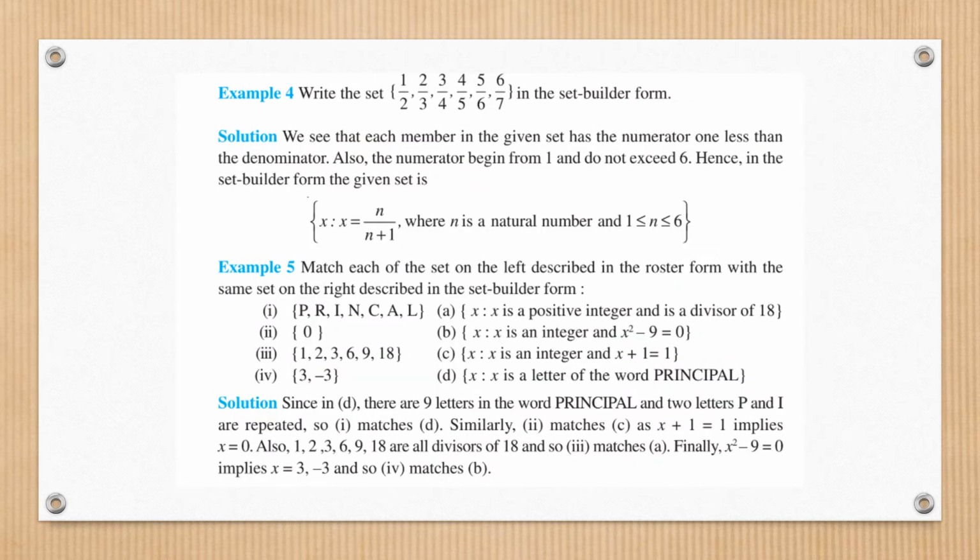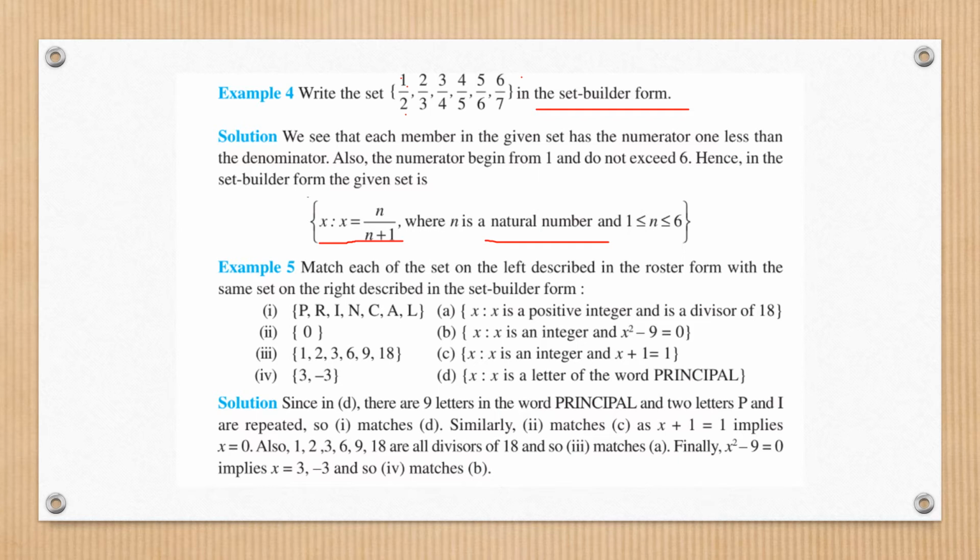Example number 4: write the set {1/2, 2/3, 3/4, ...} in set builder form. You need to observe from here that if the numerator is n, then the denominator is n plus 1. So x is such that x equals n upon n plus 1, where n is a natural number. Now you have to give the boundaries also because it's a finite set. We choose n from 1 to 6, and 1 and 6 are included. So it should be written as n is greater than or equal to 1 and less than or equal to 6.